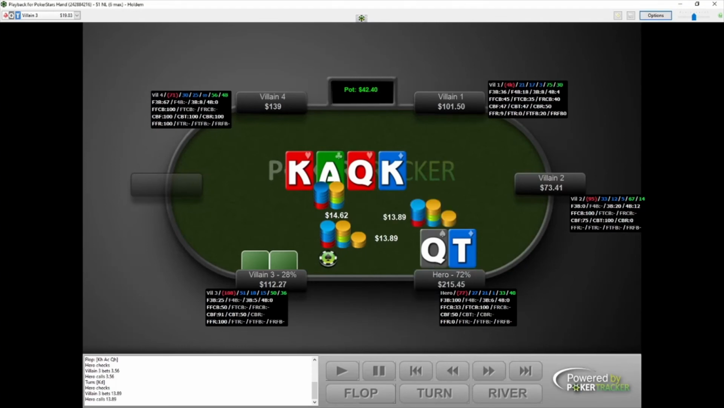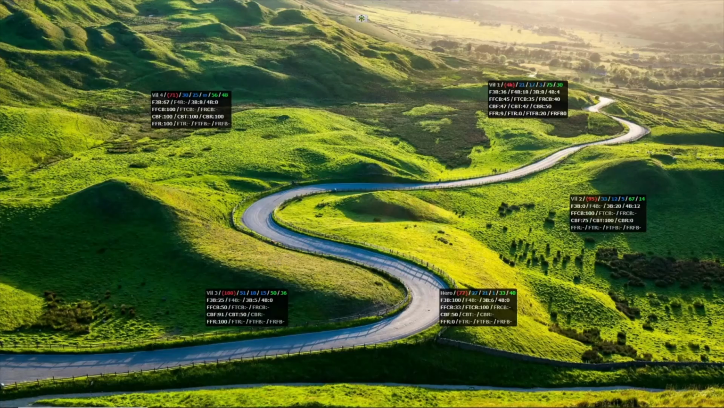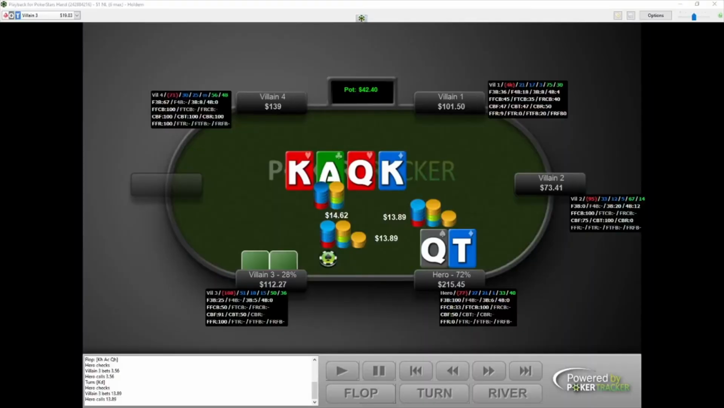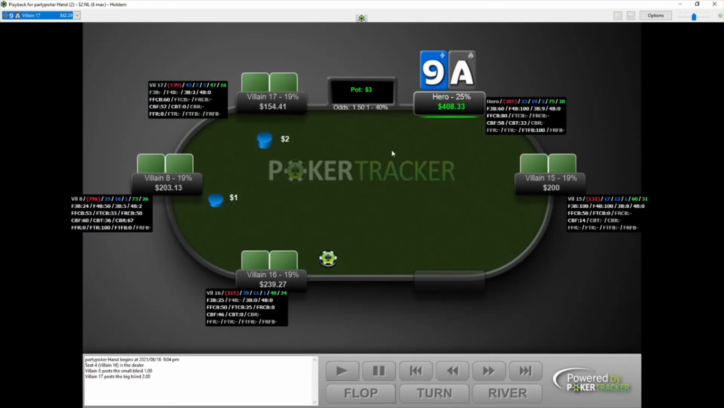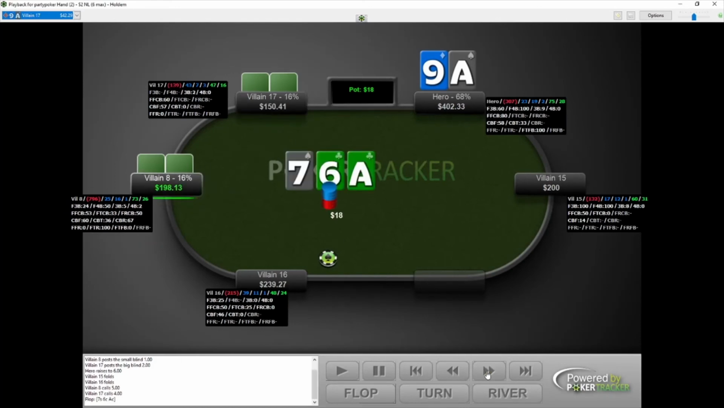All right, so moving on to the next example, we're going to have Ace-9 here in middle position. So we decide to make a fairly standard raise, and we get a call from the small blind and big blind. It checks to us with top pair, and we decide to make a standard c-bet. Folds to the absolute whale of an opponent in the big blind, and he decides to call.